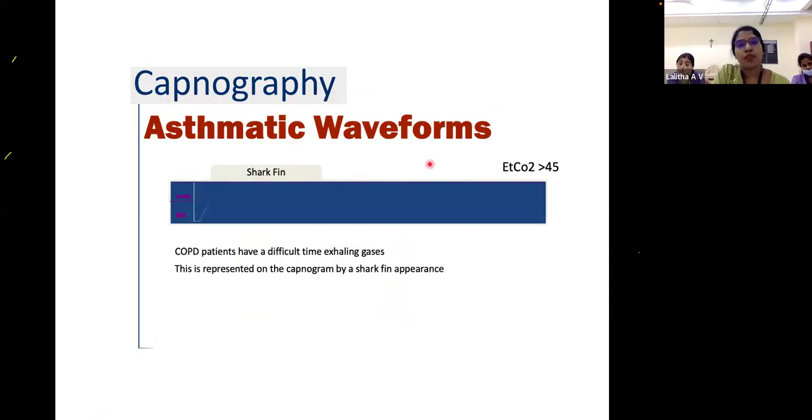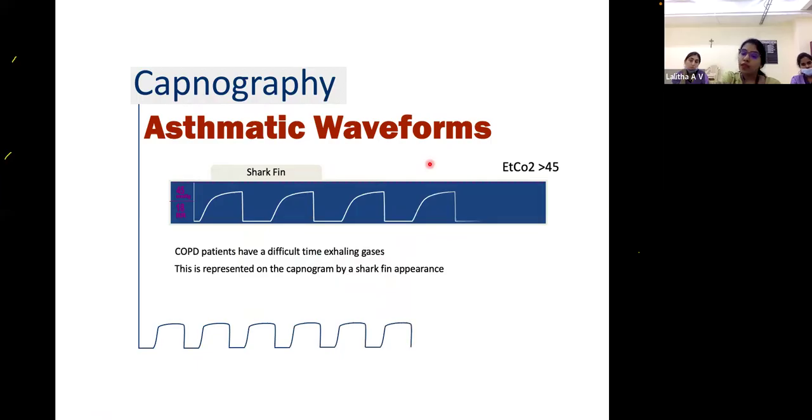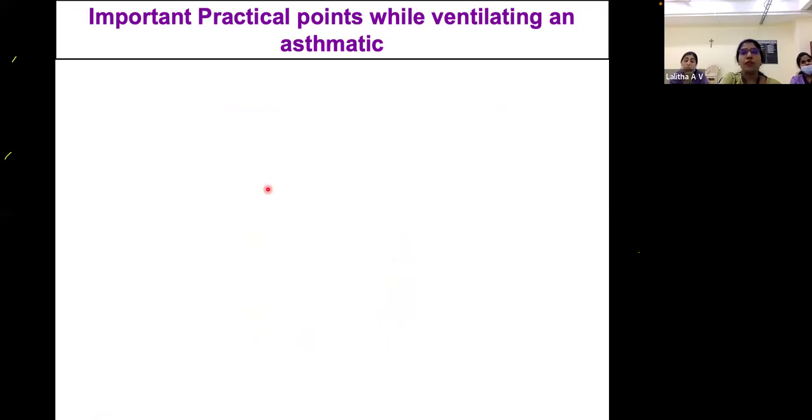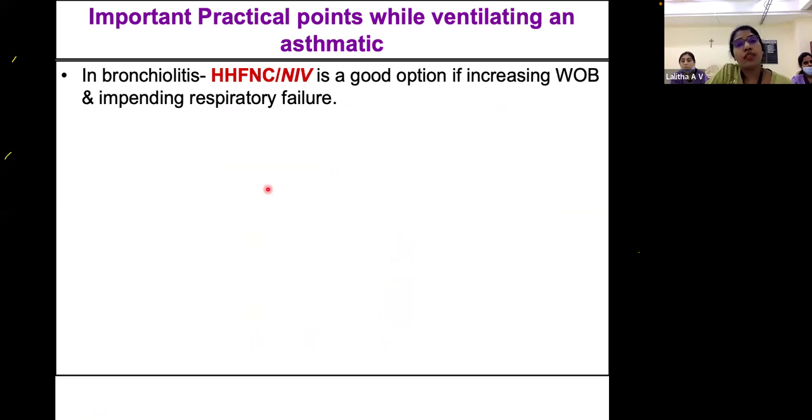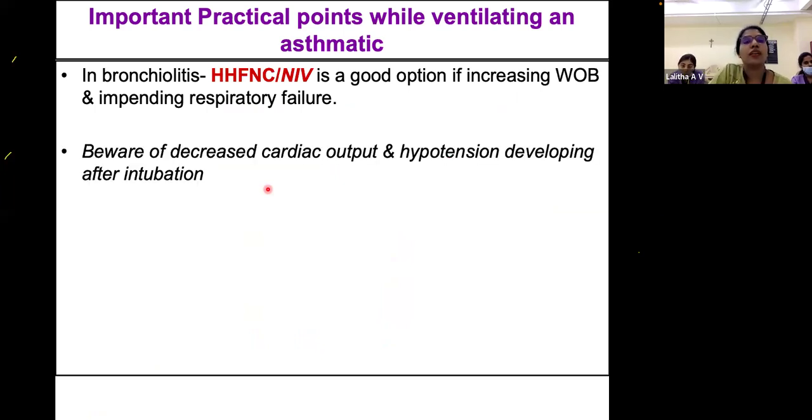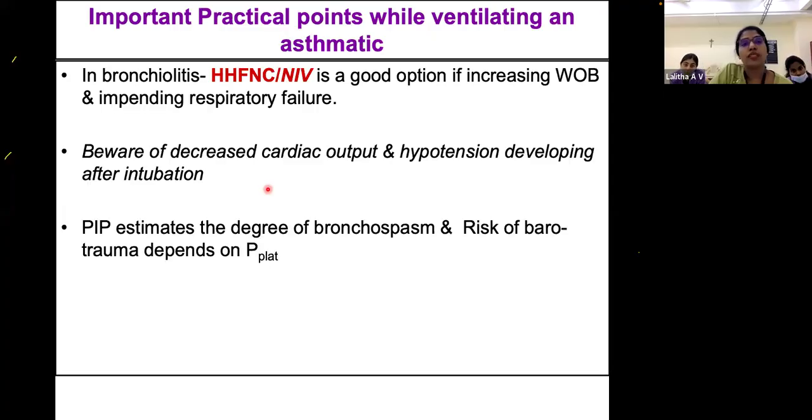So capnography also can give a picture about your auto PEEP. This is a normal capnography, the square waveform, whereas in asthmatics it is sharp in appearance. One of the very important practical points for ventilating asthmatics is to use non-invasive ventilation or HHFNC. It's a very good option if there is increased work of breathing and impending respiratory failure. And once you ventilate, these children can develop hypotension because of decreased cardiac output. So beware of these effects.